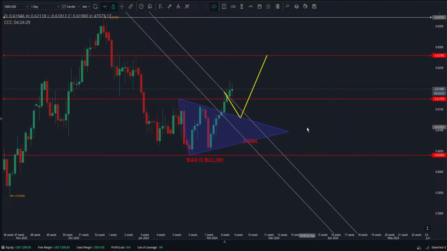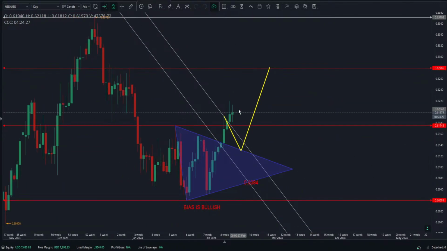In the case of the New Zealand dollar, we are expecting the price to move a bit lower towards 0.6174, where there may be more buyers jumping in to push it back towards 0.6278. So 0.6278 is the resistance for us. 0.6174 is the support for the New Zealand dollar. I'm expecting the price to come back to this broken triangle before it rises further in the direction of 0.6278.